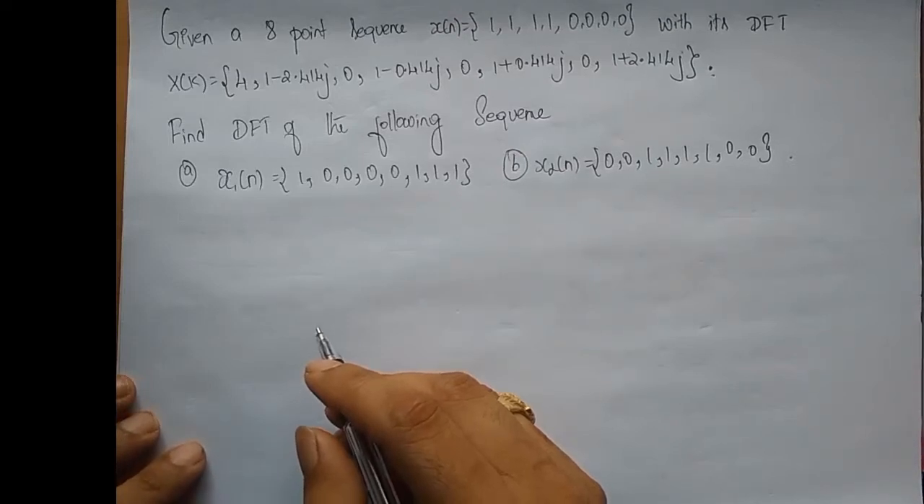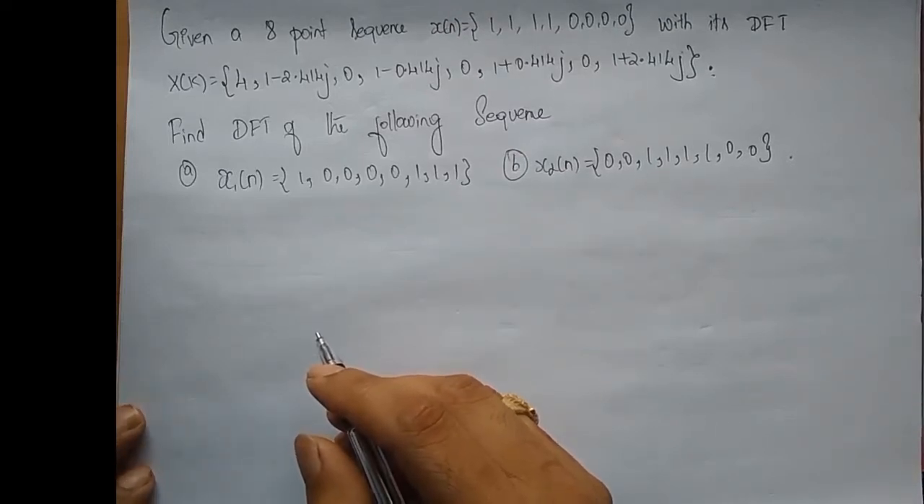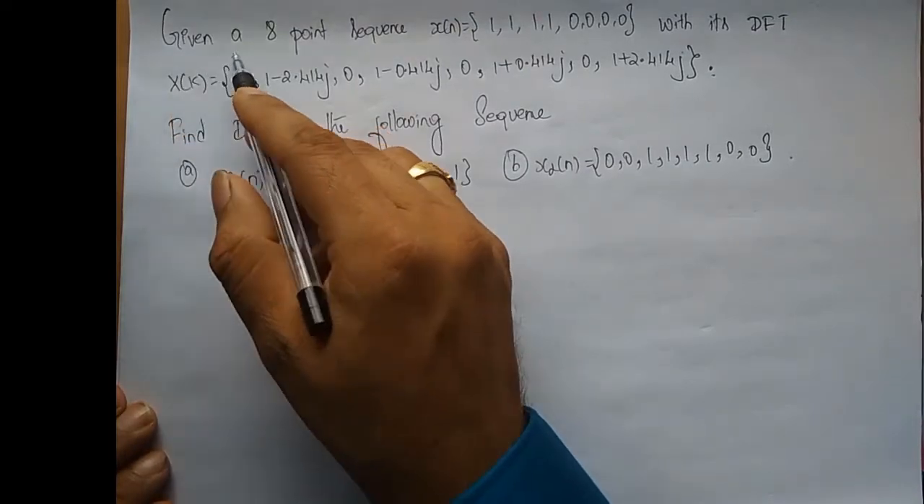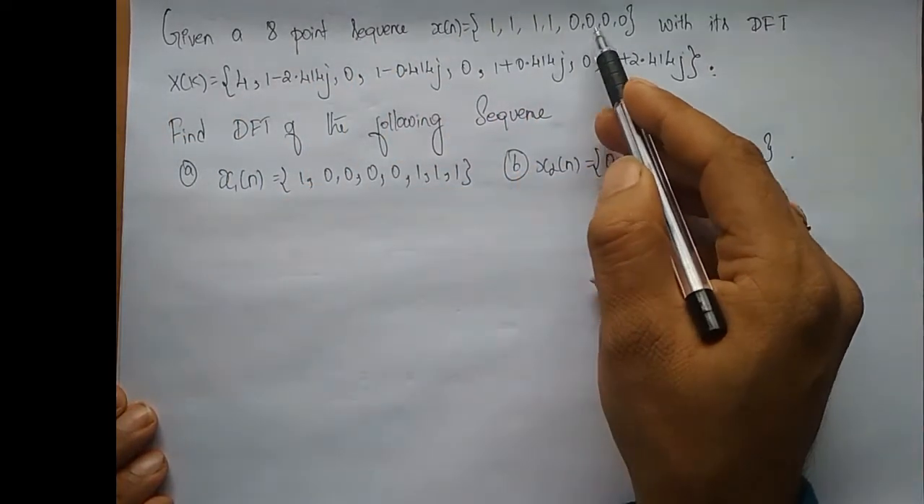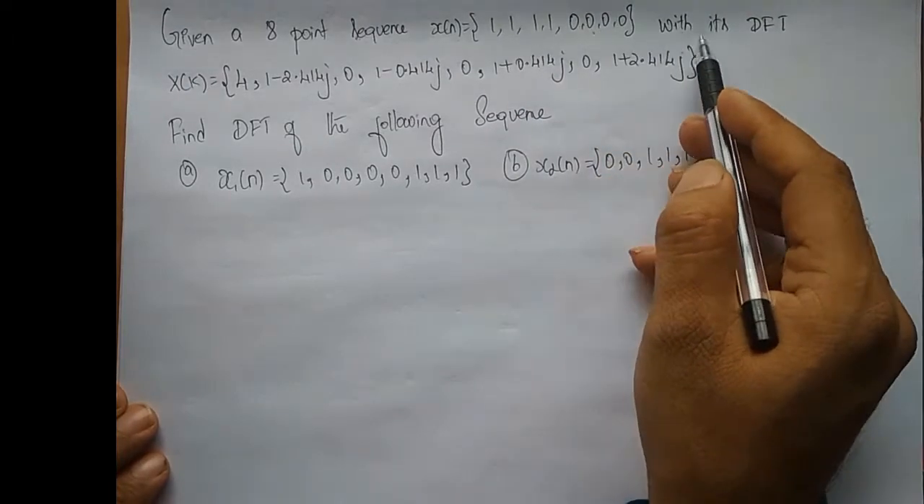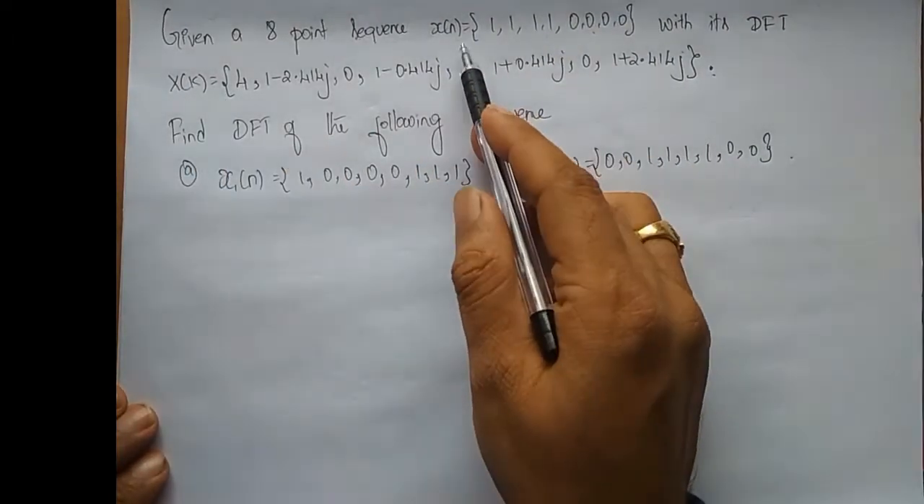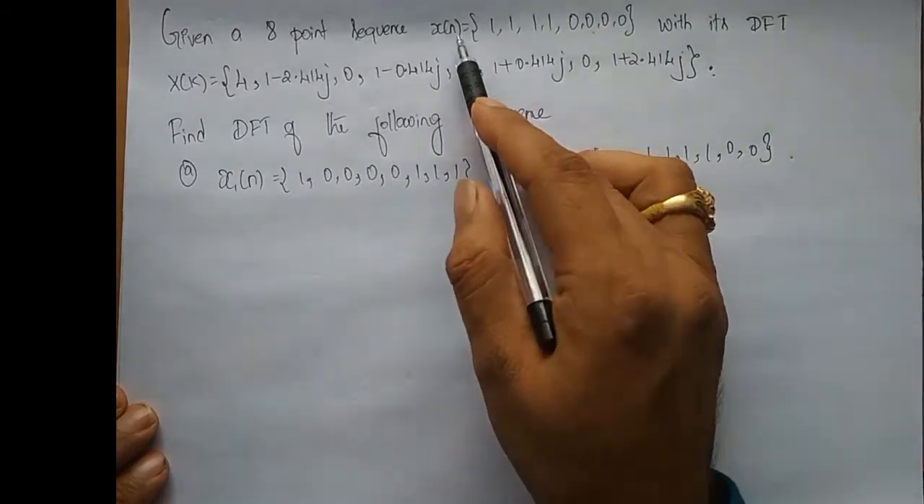I will take up one more problem on finding DFT using properties. Here the problem is: given an 8-point time domain sequence x of n is 1 1 1 1 0 0 0 0 with its DFT x of k. So they have given x of k also for x of n.